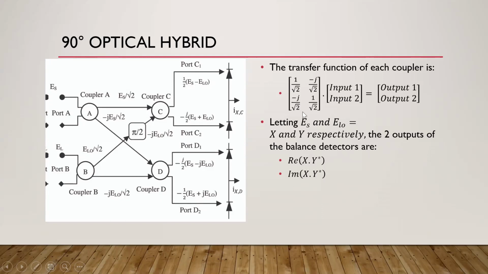So if we let ES and EL be X and Y respectively, which is what we're talking about, then the 2 outputs of the balanced detectors in this slide come to be the real part of X by Y conjugate and the imaginary part of X by Y conjugate. There's quite a bit of complex multiplication involved in that. I don't want to hog the slides with all of that, but I'm going to put those in the appendix at the bottom as to how that works out, just in case anybody's wondering. But essentially, the important part is what we get out of those 2 balanced photodetectors is the real part of X by Y conjugate and the imaginary part.